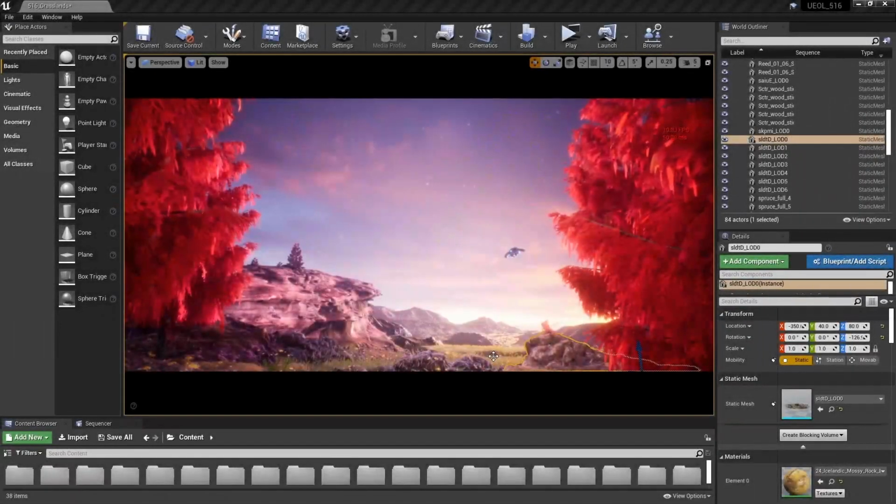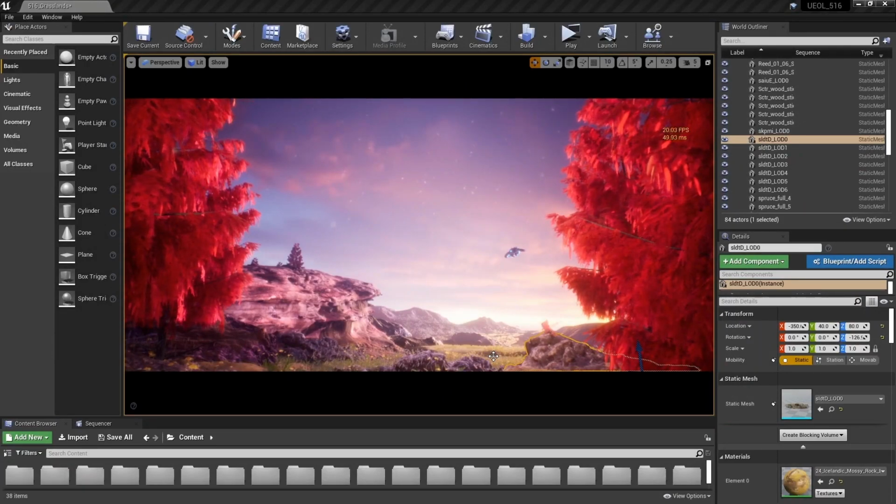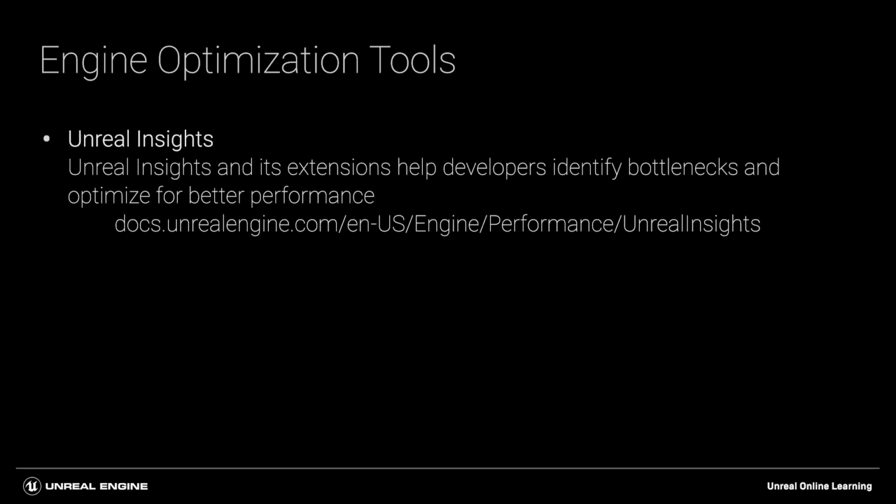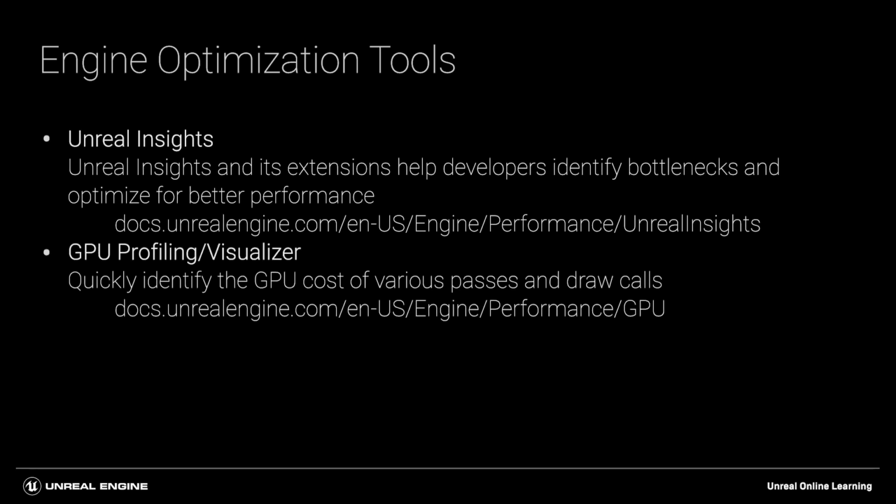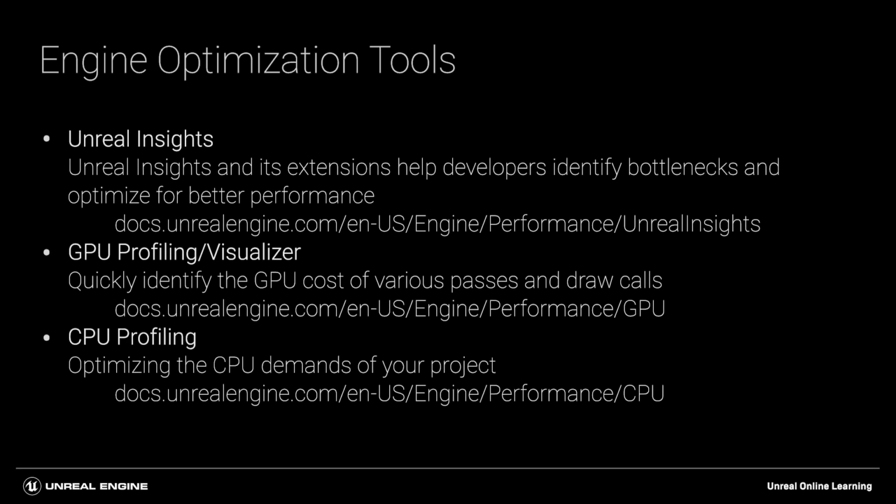If you're still struggling to understand some of the reasons why your frame rate's taking a hit inside of the engine, here are some engine tools that you can check out, along with links to their documentation. These include the Unreal Insights tool, the GPU Profiler tool, and the CPU Profiler tool.